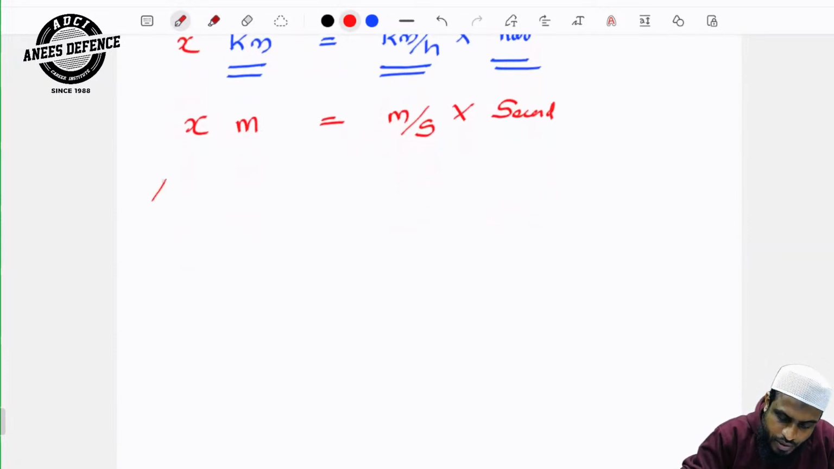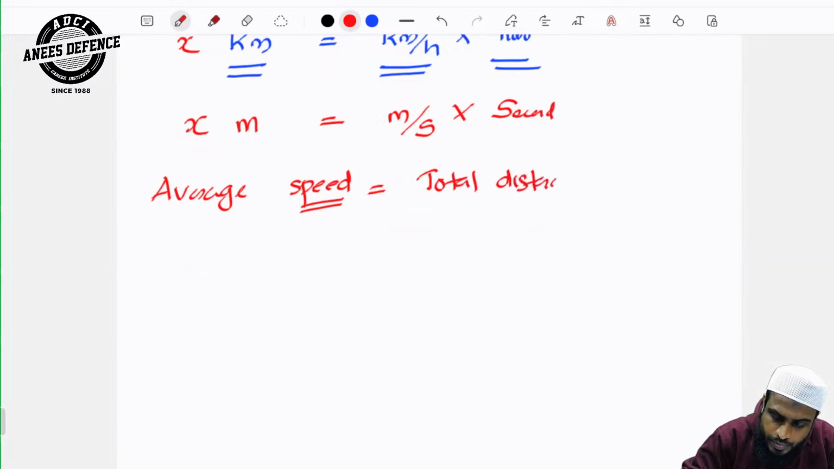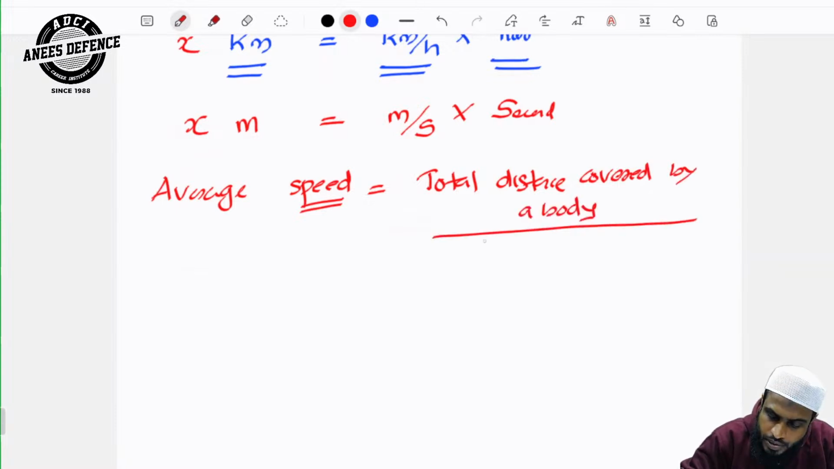Then average speed. What is average speed? Average speed is actually equal to total distance covered by a body divided by the total time taken. That is denoted as average speed.